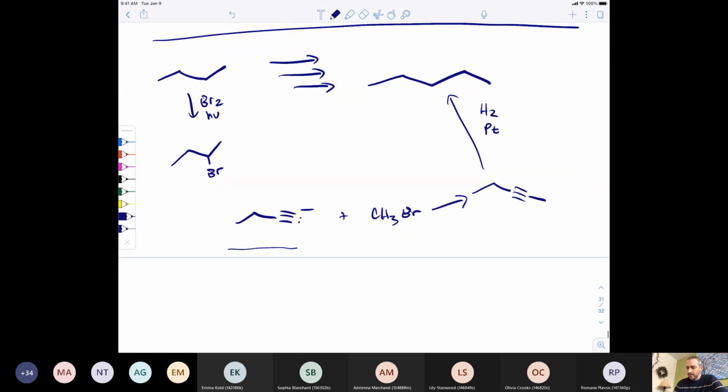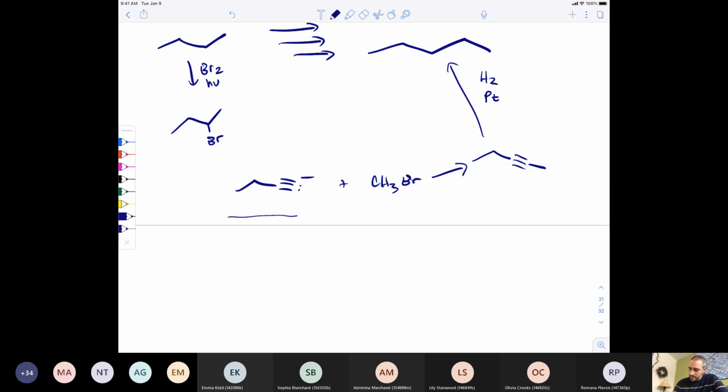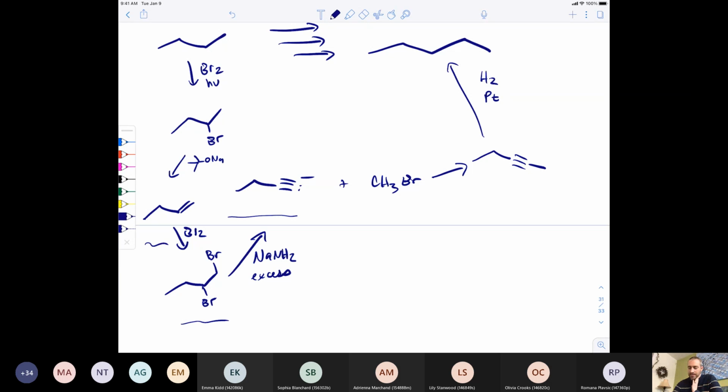Right, we could do that. What else? We could do a Hoffmann to do this. We could add Br2, because there's only one reaction we know to make an alkyne, a carbon-carbon triple bond, and that's using one of these with excess NaNH2. Right? And so to make a dibromo like that, you need to start with an alkene.